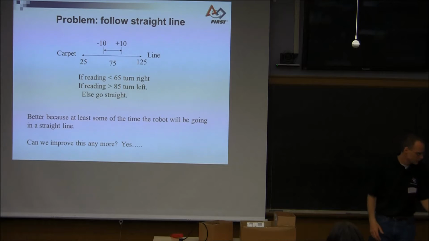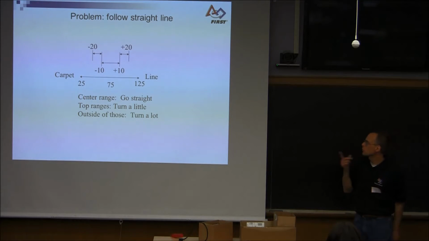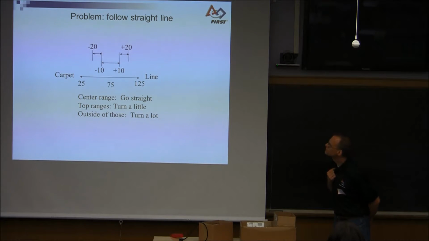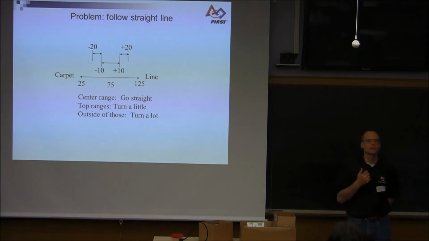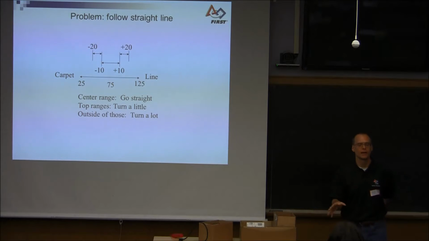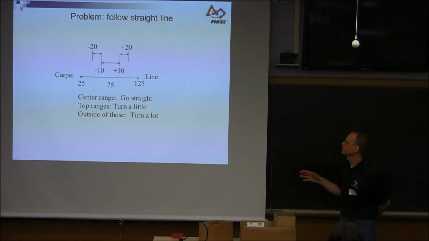Well, wait a minute. Maybe we can make this even better. What about if I'm within 10, I go straight. If I'm within 20, I'm going to turn a little, that's it. And other than that, if I'm outside that range, I'm going to turn a lot. This would probably work better. Okay, I think this is cool. I'm going to go ahead and write this.